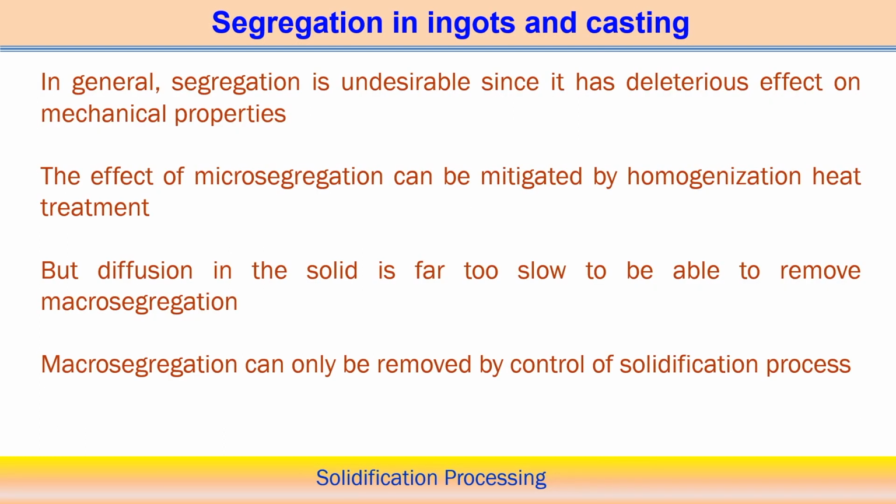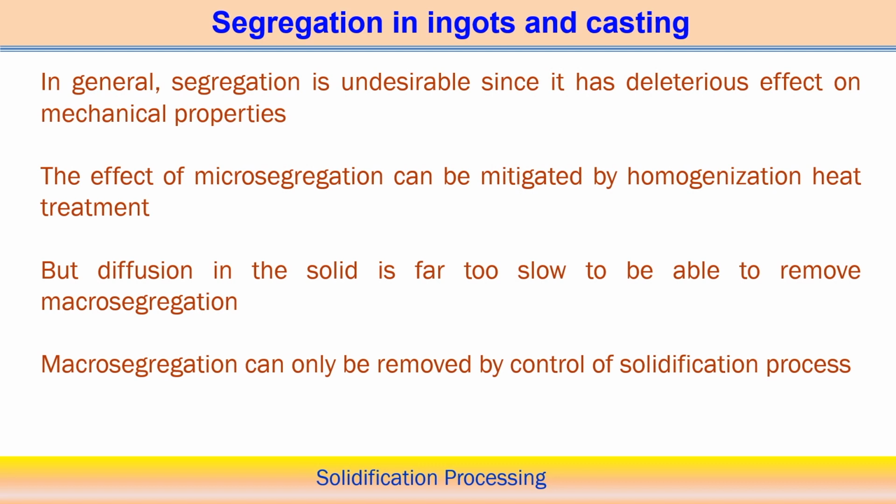Now, overall if we look into the segregation in ingots and casting processes, of course segregation is undesirable because it has an adverse effect on the properties. So, mechanical properties definitely, because there is a composition change in the structure, an inhomogeneity that will impact the mechanical properties of the cast product. But if it is micro segregation, that can be mitigated by a homogenization treatment, a heat treatment process.